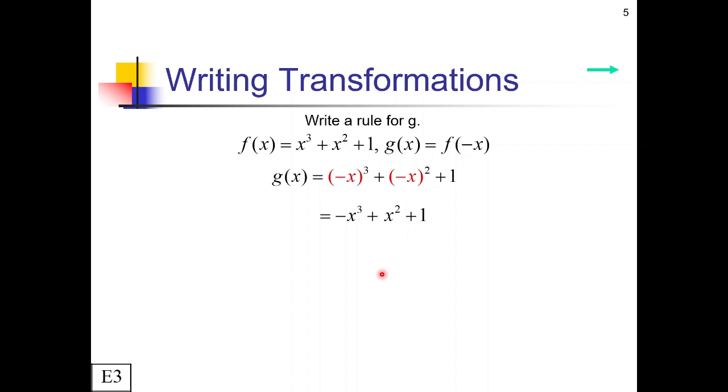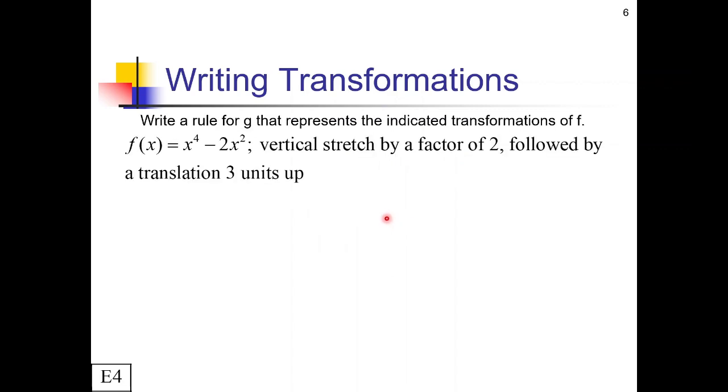Nothing else to do. For our next problem, we're going to do one of these where we give you a function and give you some transformations described in words and then have you actually write a function for that transformation. So pause the video and see what you can make out of this one. All right, so what's going on here? We have a vertical stretch by a factor of 2 followed by translation 3 units up.